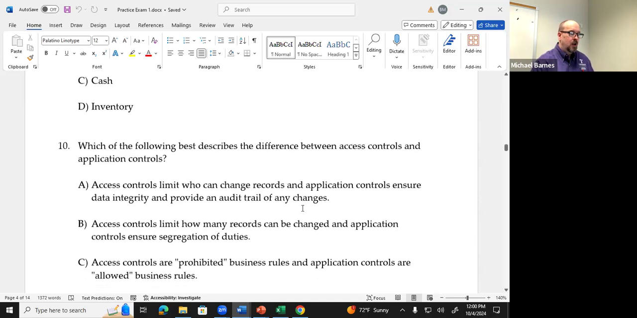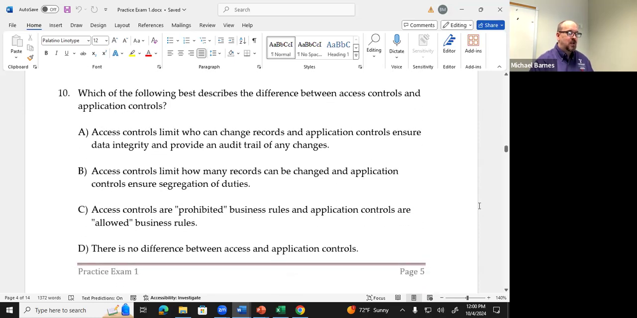Which of the following best describes the difference between access controls and application controls? Remember, we're looking for the depiction of what the employee does versus what the system does. I don't actually use those terms, but I kind of allude to them. Access controls limit who can change records, the employees. Application controls ensure the data integrity and provide an audit trail of any changes. That's what the system does. So even though I don't use those specific words, it was alluded to in answer A.